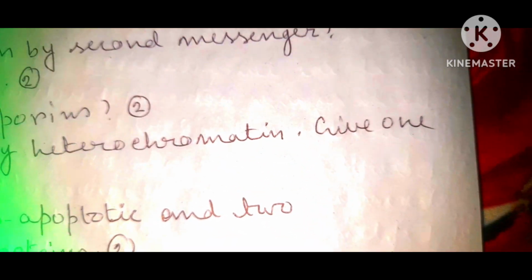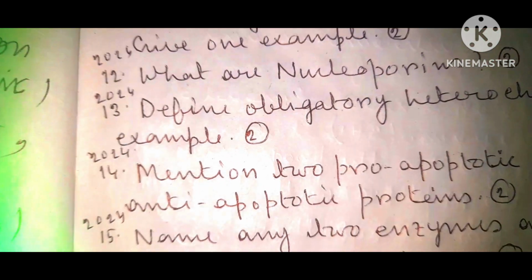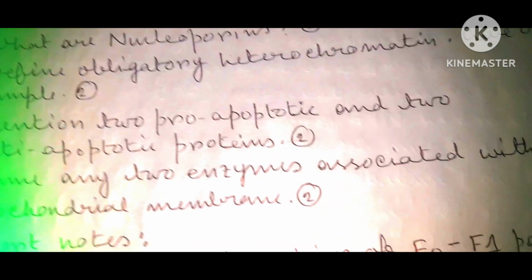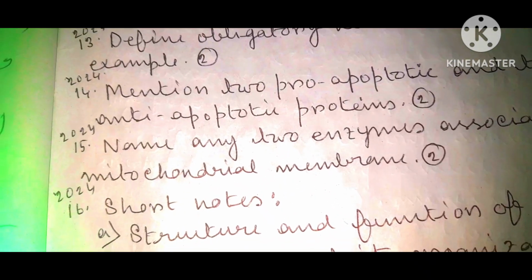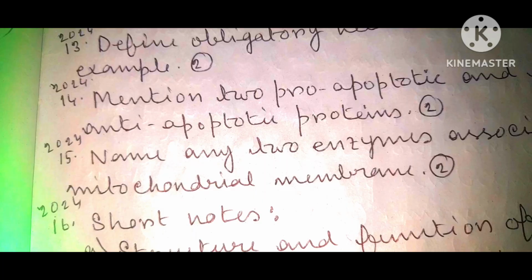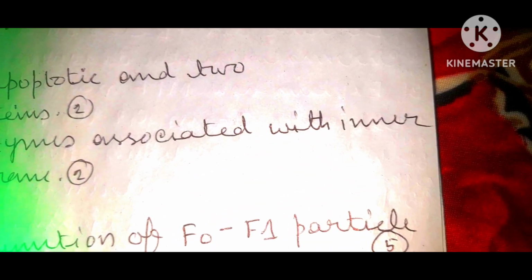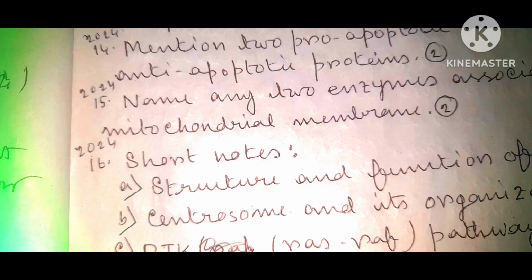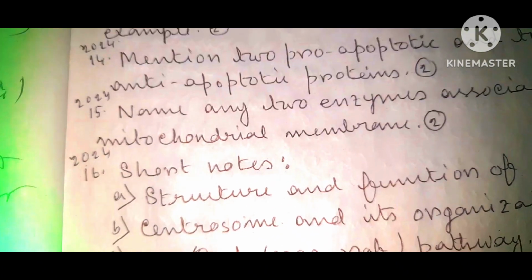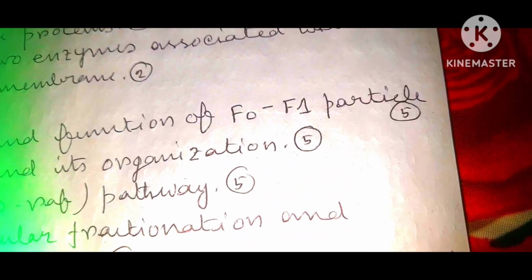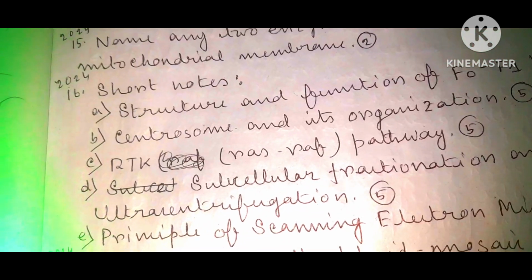Define obligatory heterochromatin. Give one example, carrying 2 marks. Mention 2 pro-apoptotic and 2 anti-apoptotic proteins, carrying 2 marks. Name any 2 enzymes associated with inner mitochondrial membrane, carrying 2 marks. Write short notes on structure and function of F0, F1 particle, carrying 5 marks.